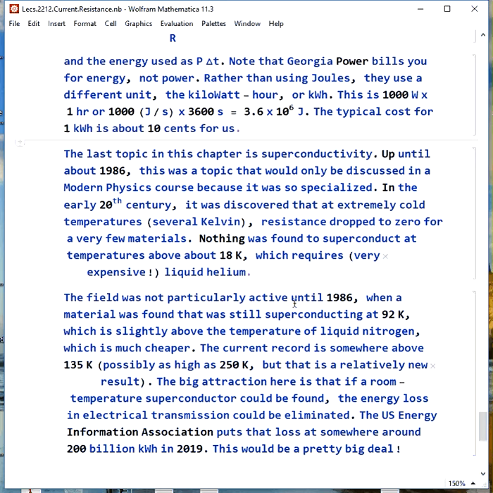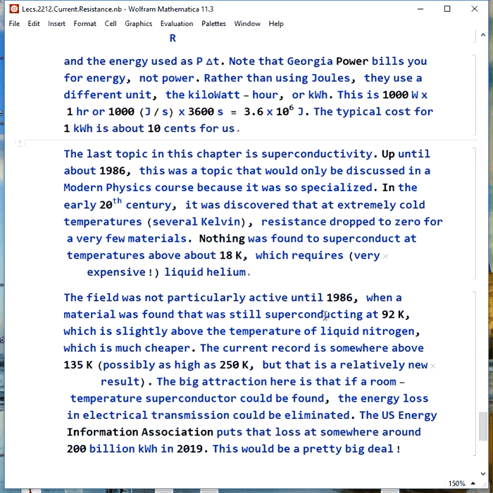Now, in 1986, somebody found a material that was superconducting at 92 Kelvin. This is a little bit above the temperature of liquid nitrogen, which is much, much cheaper, so this was a very big deal. Currently, the record is somewhere between 135K and maybe 250K. I don't know if that's going to be confirmed or not.